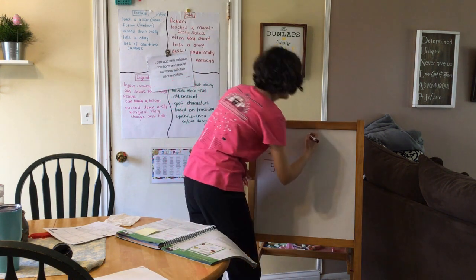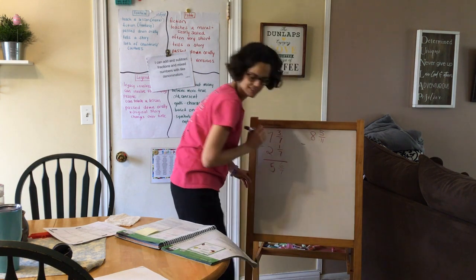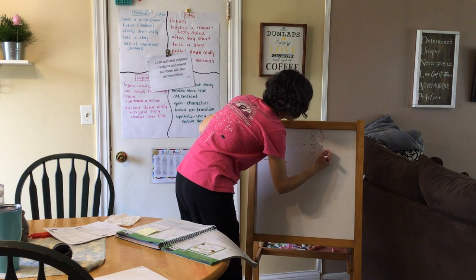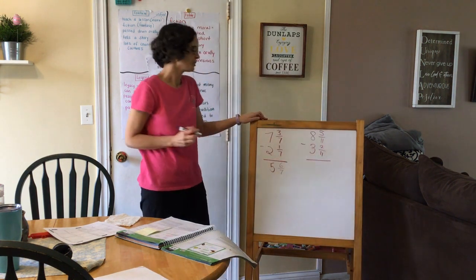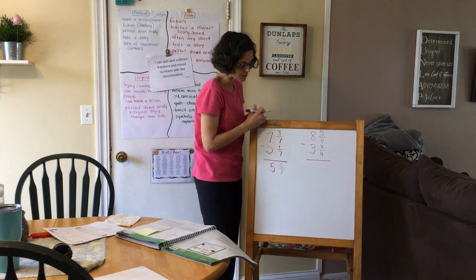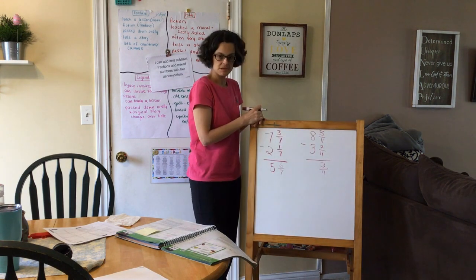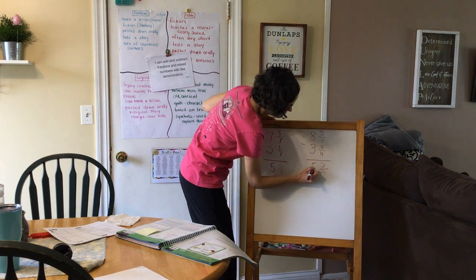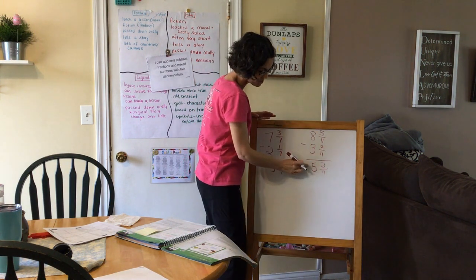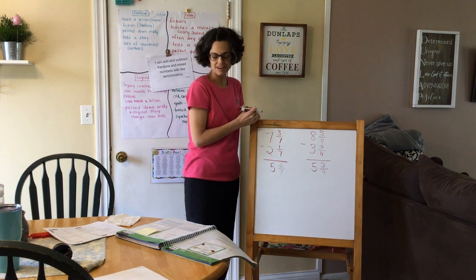8 and 5/11 minus 3 and 2/11. You subtract fractions first. 5/11 minus 2/11 is 3/11. 8 minus 3 is 5, and that's your difference. 5 wholes and 3/11 left over. That's it. I know you can do this.